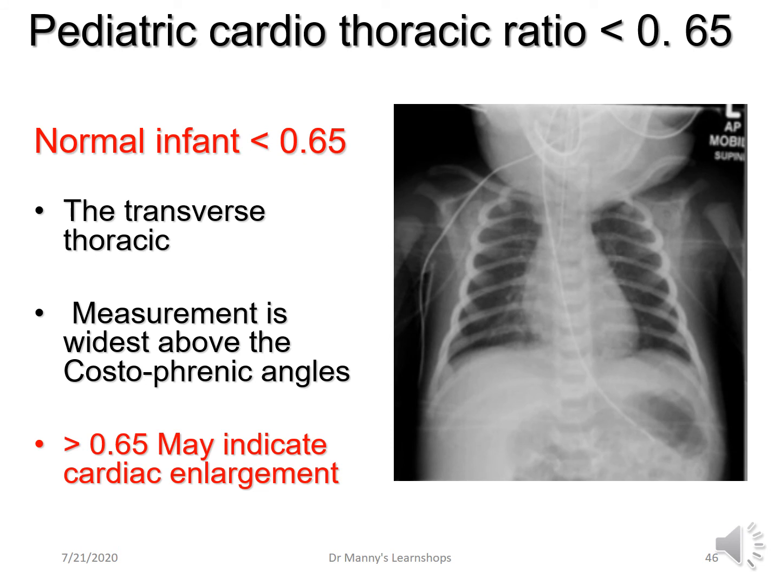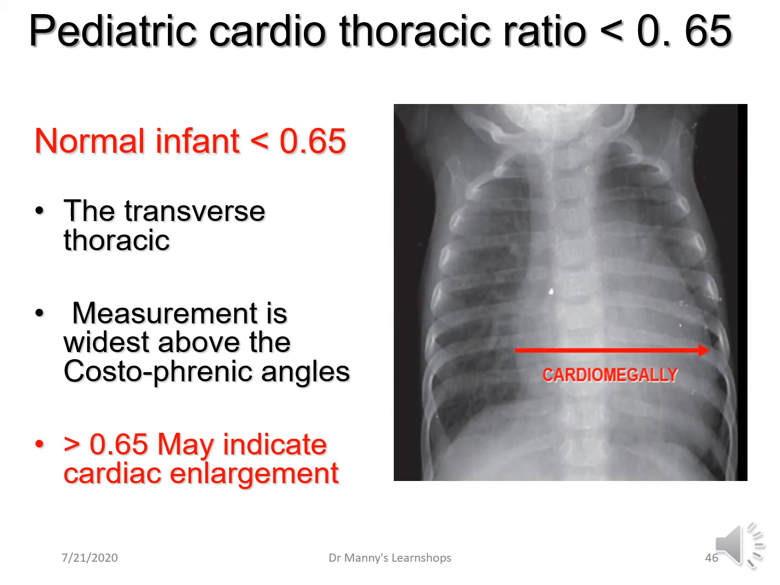If we look at the pediatric cardiothoracic ratio, and we're really typically looking at infants, it's typically less than 0.65. Infants are a little bit smaller, the heart shadow is a little bit larger. So a normal infant has a cardiothoracic ratio of typically less than 0.65. Measurement again is done at the widest point above the costophrenic angles, and greater than 0.65 may indicate cardiomegaly. Normal, abnormal.